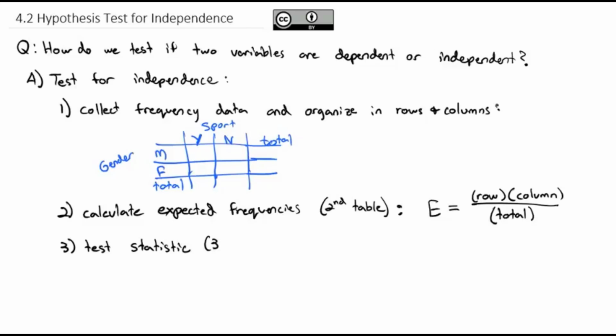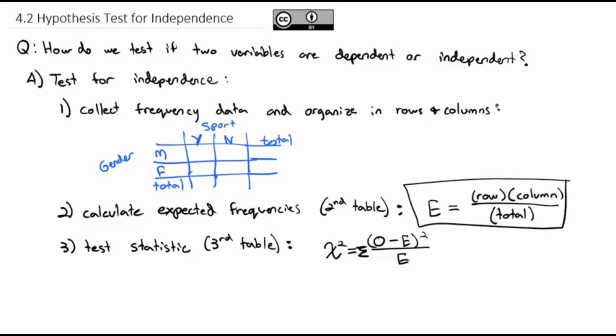Often I'll organize this in a third table, because our chi-squared is going to be equal to the observed value minus the expected value, squared, divided by the expected values, and then we take the sum of all of those. So we've got two equations that are going to be helpful to test for independence. You should know how to calculate the expected values, and then from that calculate the chi-squared.